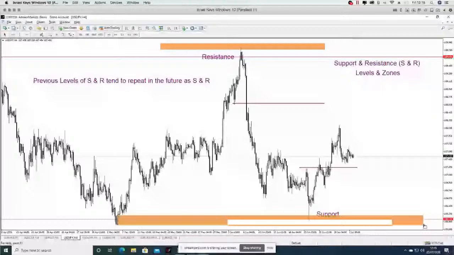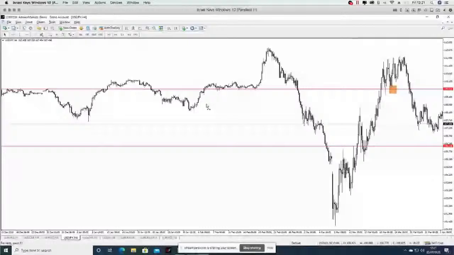My assignment for you today is to go through your charts, and when you see resistance or support, a major level, draw a line on it and go back in time and ask yourself: was there a previous level of support or zone of support or resistance in the past that informed that level or zone in the present?